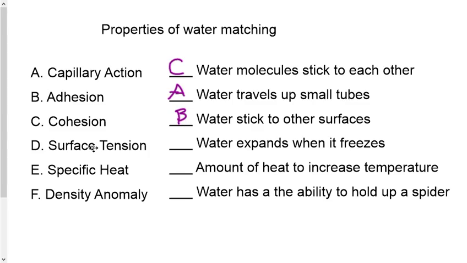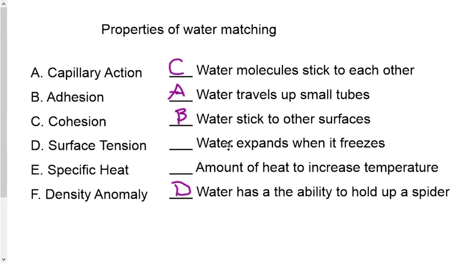Surface tension D. Water has the ability to hold up a spider. We'll put that one right there. Okay, so all of these are related to each other, adhesion and cohesion. They cause surface tension, letter D right here. So a water spider can be on top of water, and water kind of makes a surface tension across because the molecules are all stuck to each other.